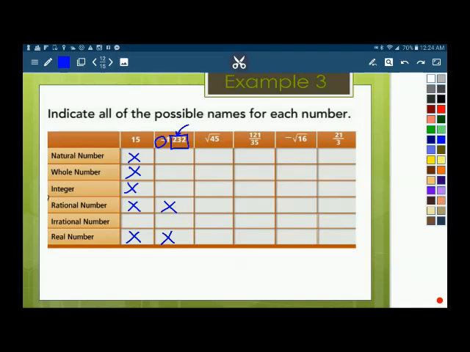The square root of 45. Now, 45 is not a perfect square. The two perfect squares that surround 45 are 36 and 49. Since 36 is 6 times 6 and 49 is 7 times 7, 45 is somewhere in between 6 and 7. So it is a non-perfect square. Taking the square root of that would result in an irrational number. If it's irrational, it cannot be any of the top four, but it definitely is a real number. All of our numbers are real.